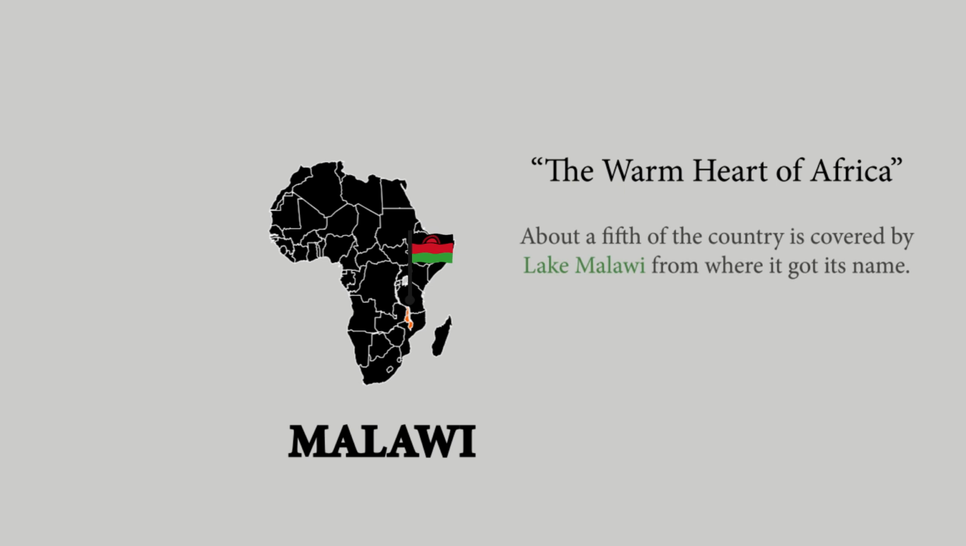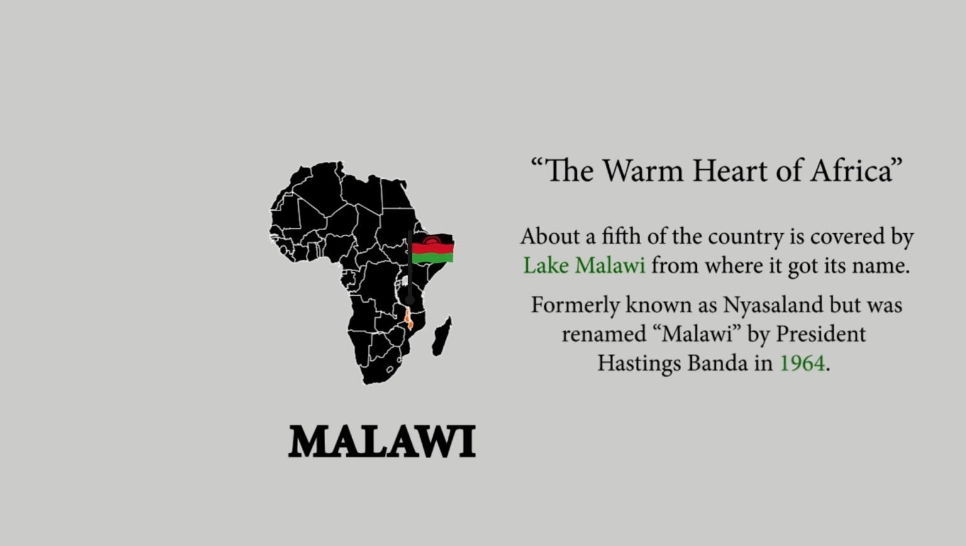Malawi, known as the warm heart of Africa, is a landlocked country in southeastern Africa. However, about a fifth of the country is covered by Lake Malawi, from where it got its name. The country was formerly known as Nyasaland but was renamed Malawi by President Hastings Banda after the country got its independence from the United Kingdom in 1964.